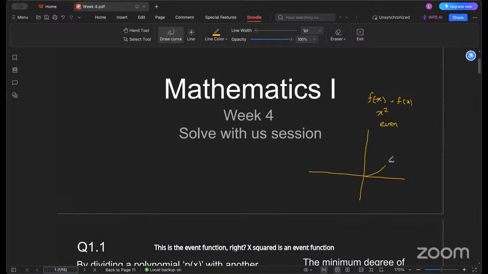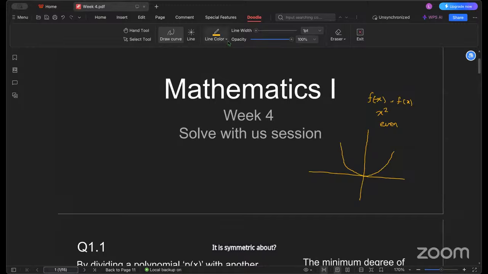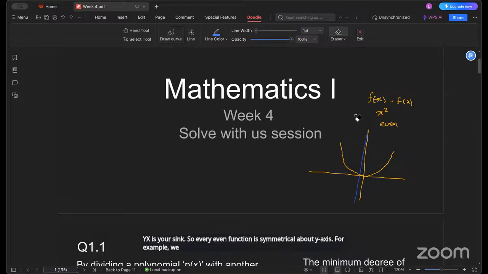How does the graph of an even function look? It is symmetric about the y-axis. So every even function is symmetrical about the y-axis. For example, we can take the graph of cos theta also. That is also symmetrical about the y-axis. Exactly.